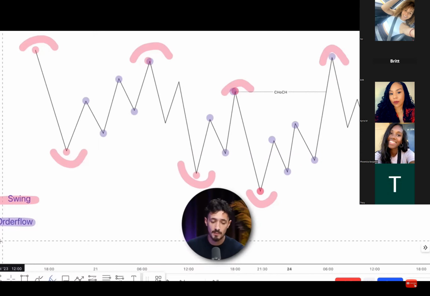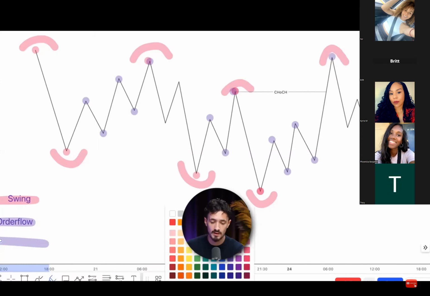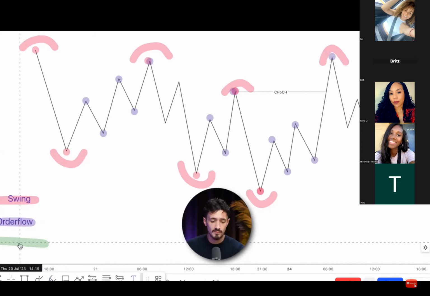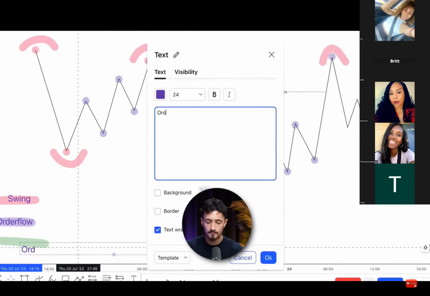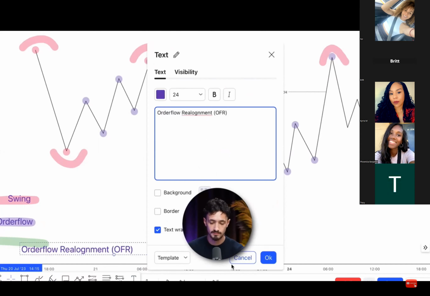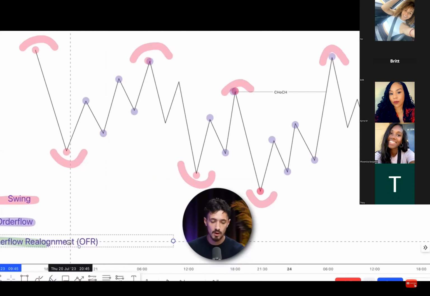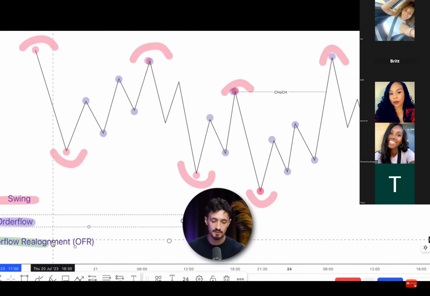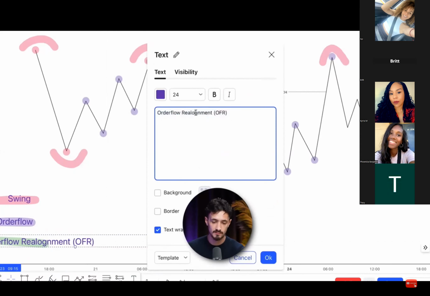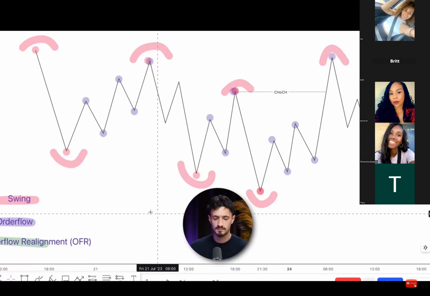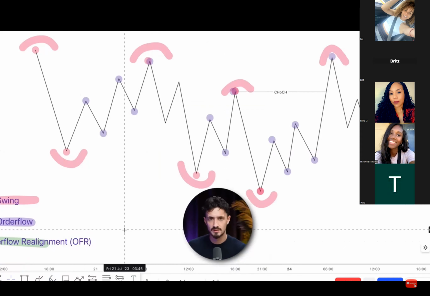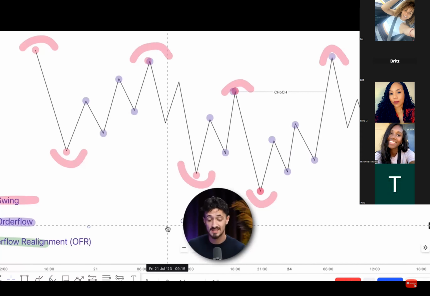And then our third type of structure, which we're going to map out right here in green, is going to be our order flow realignment. And for simple, I just call it OFR, order flow realignment. Right now, our order flow realignment is an amazing phenomenon, because what our order flow realignment does is it gives us the insight into where price swing structure is going before it actually gets there.